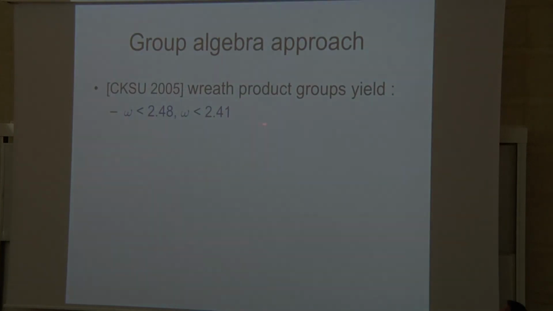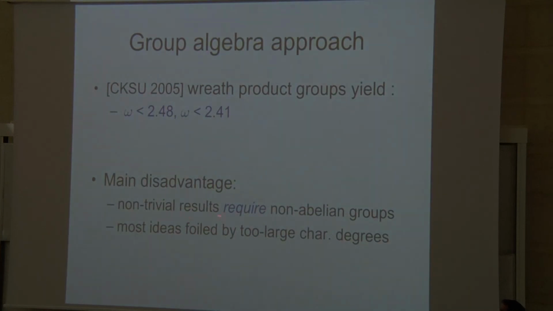And in fact, we were able to find Reith product groups that had balanced both properties. We get bounds of 2.48 and 2.41 via different constructions. The disadvantage of this approach with groups is that non-trivial results require non-abelian groups. That's something that you can prove very easily. And in our experience, trying to find something that supports matrix multiplication is somehow in tension with the character degrees, and so there are very rare examples where you have something with small character degrees and for which matrix multiplication can be embedded. Maybe that's just because we're not being clever enough, but that's what we found. So this is a difficult thing to balance.